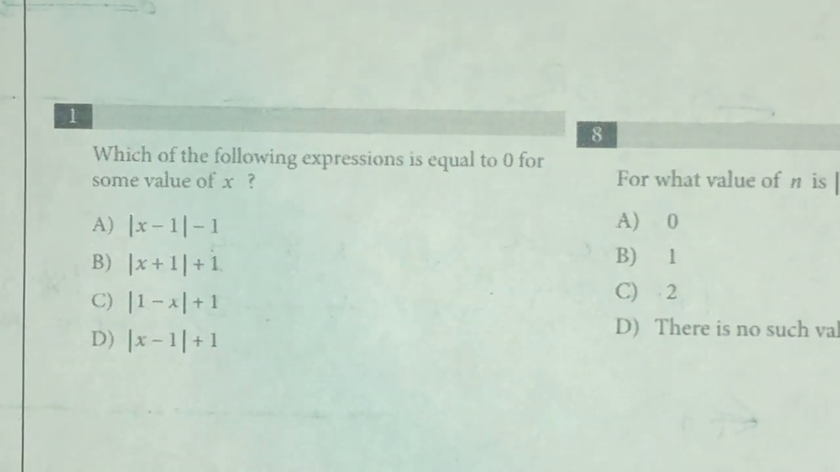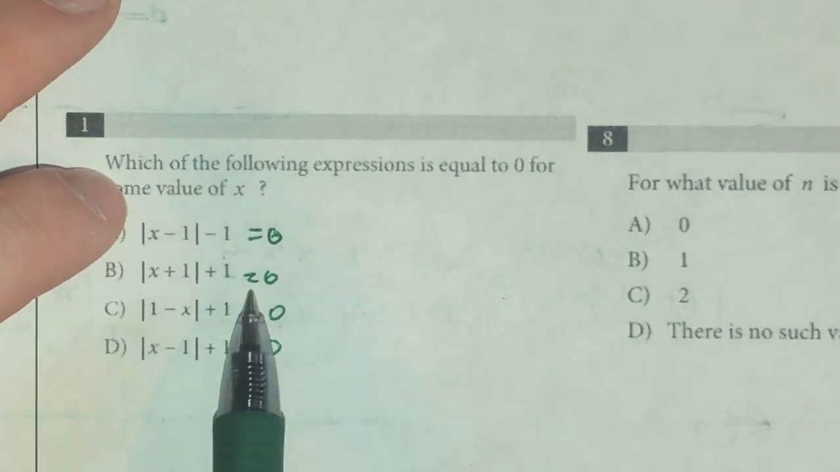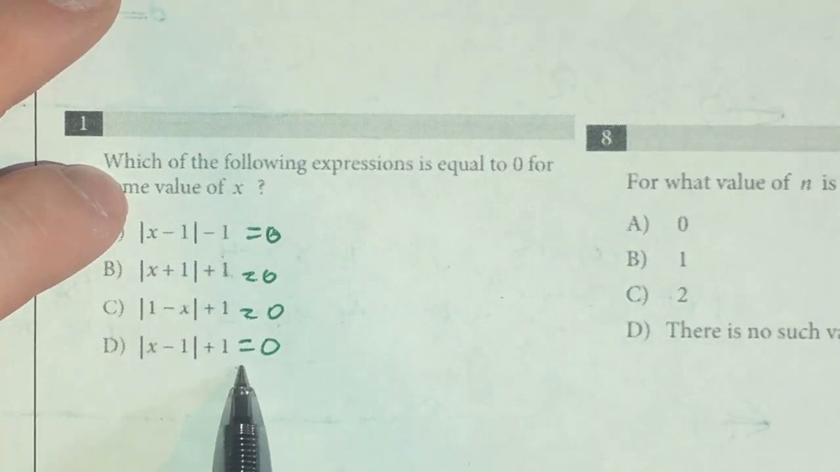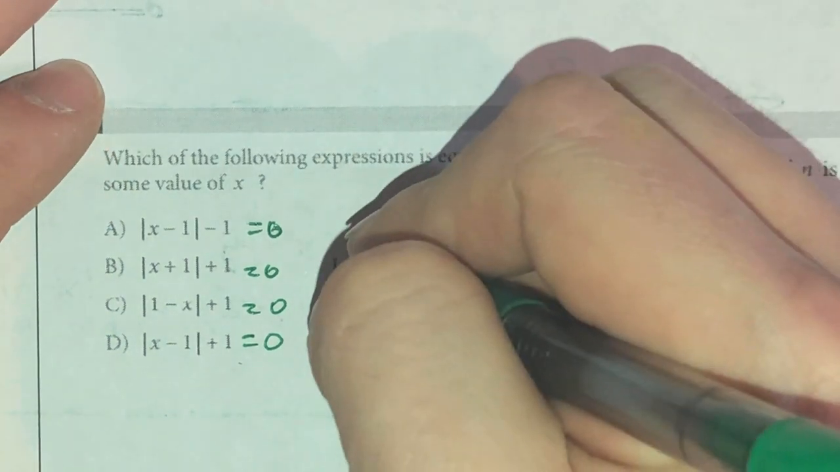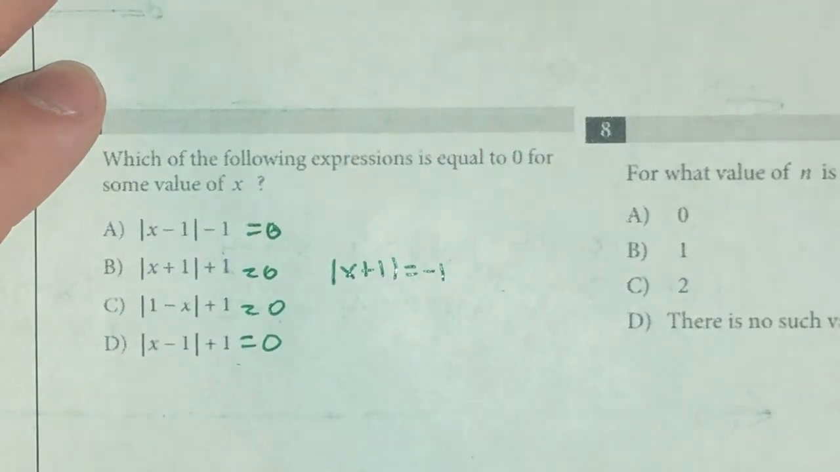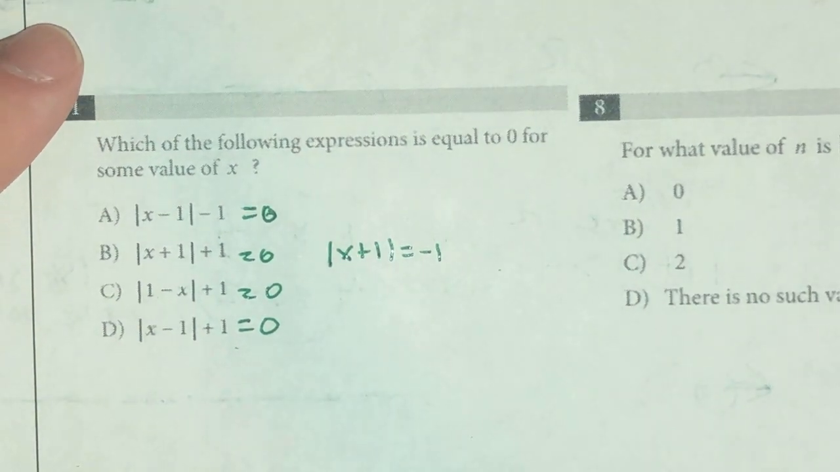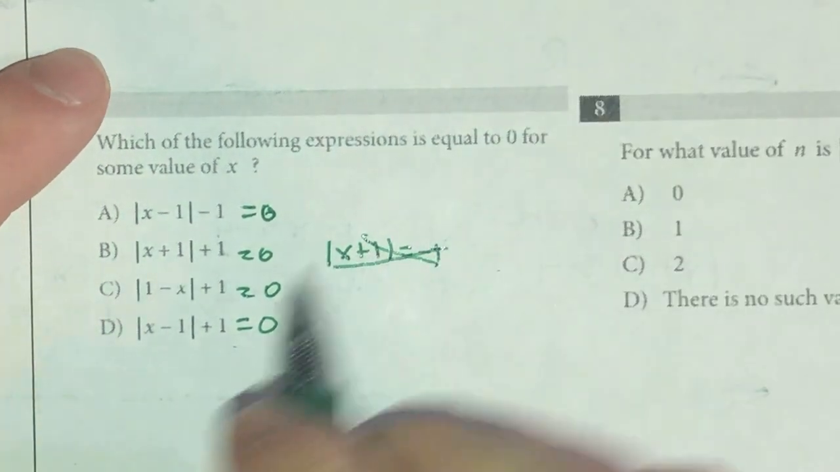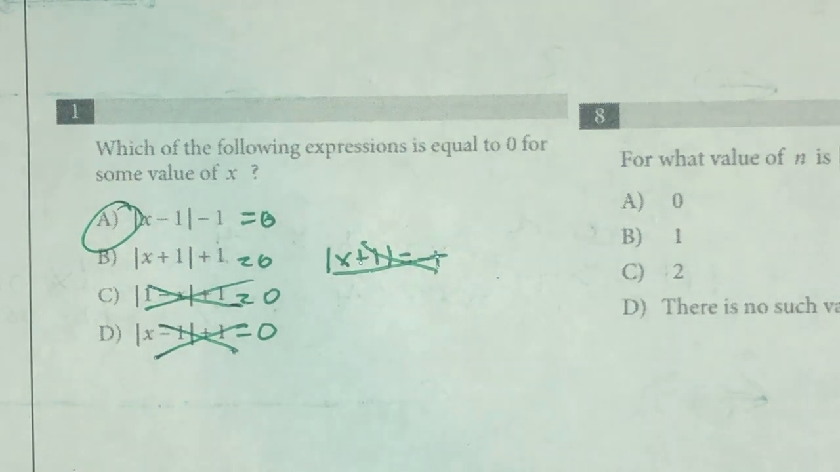Which of the following expressions is equal to 0 for some value of x? In other words, which one of these could be equal to 0? So let's set them all equal to 0. Notice here, if you subtract 1 and you get the bars alone, absolute value of x plus 1 is negative 1. How many solutions does that have? 0. Same thing here. Same thing here. Only A will work.